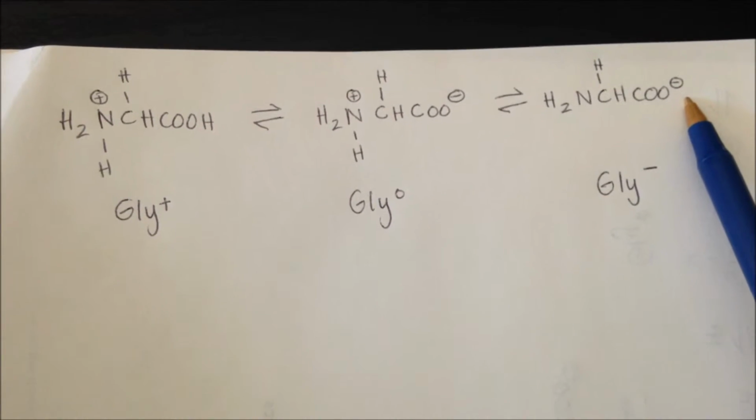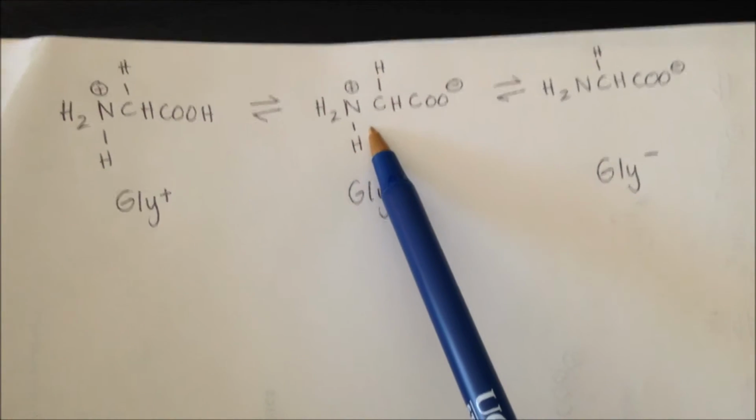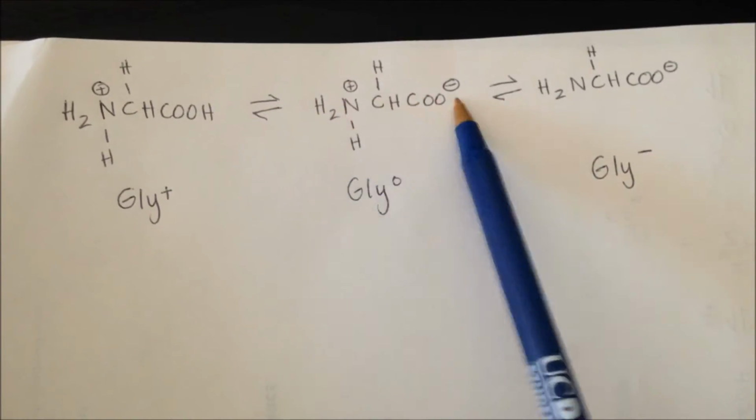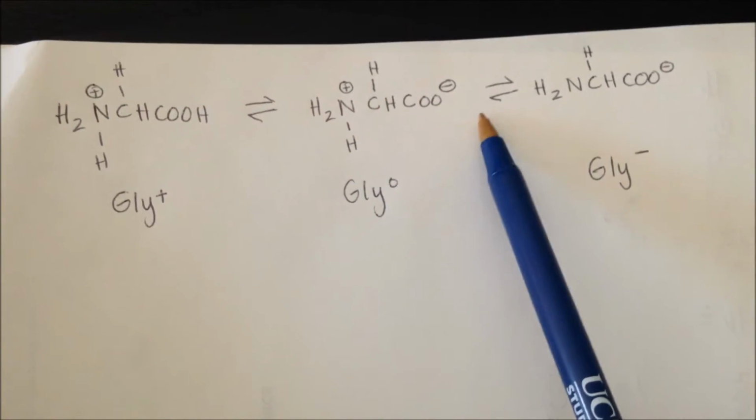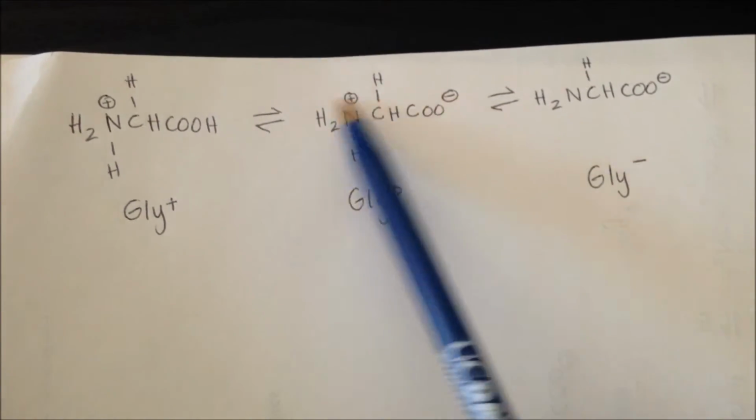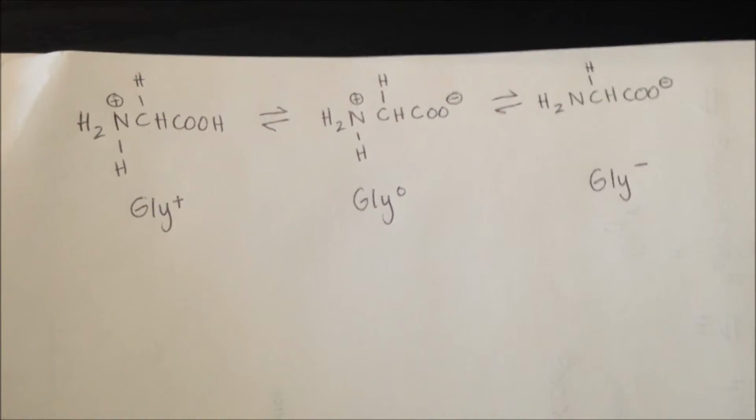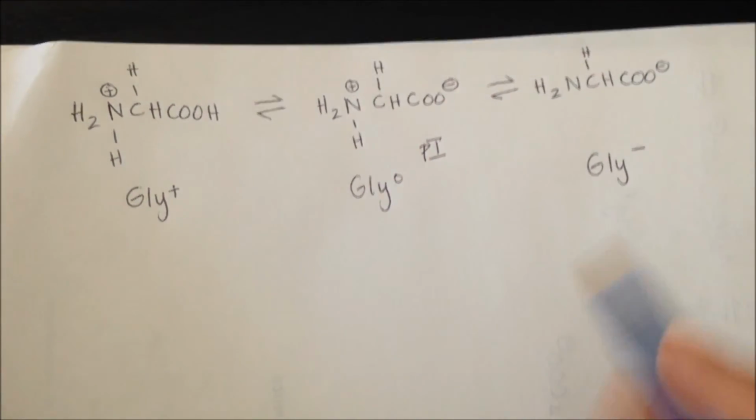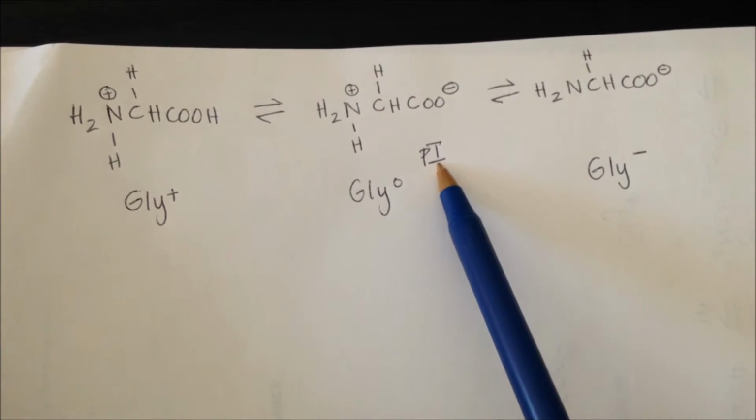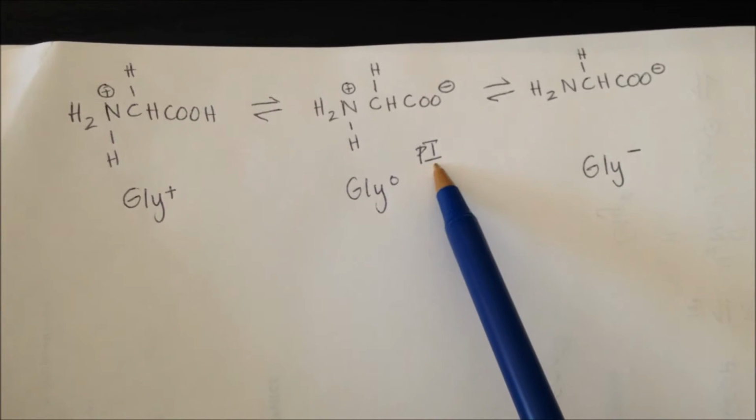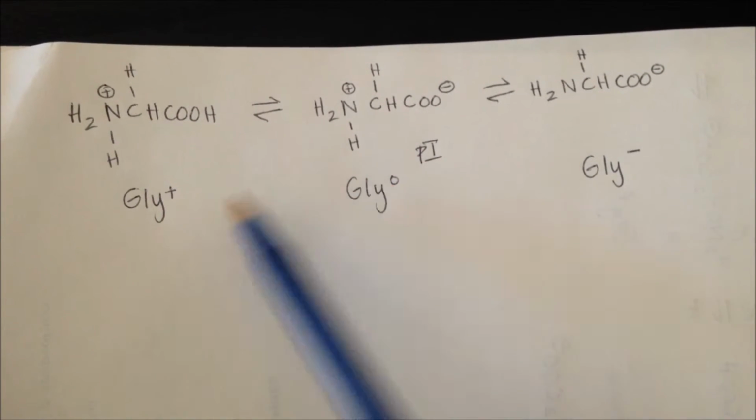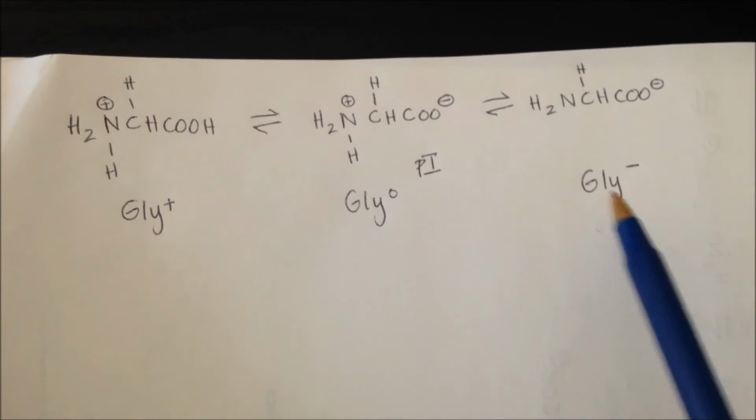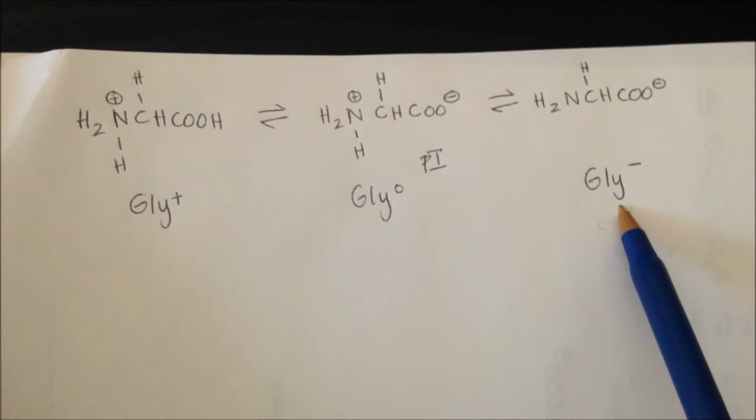is a negative charge. This is what we call the isoelectric point, where both charges cancel each other out so that the whole amino acid itself is essentially neutral. This is where we calculate the pI from. It is very important because the pI is what determines whether or not the amino acid either gets protonated to be glycine positive or deprotonated to be glycine negative.